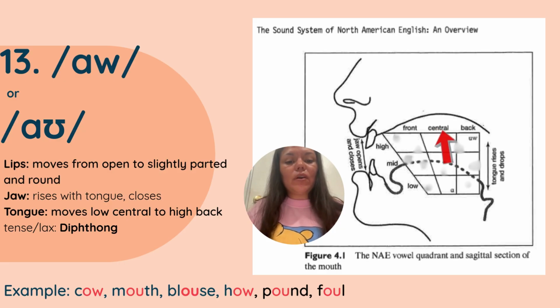Now we see and hear this diphthong with combinations of OW and OU, as in cow, mouth, blouse, foul, and pound.